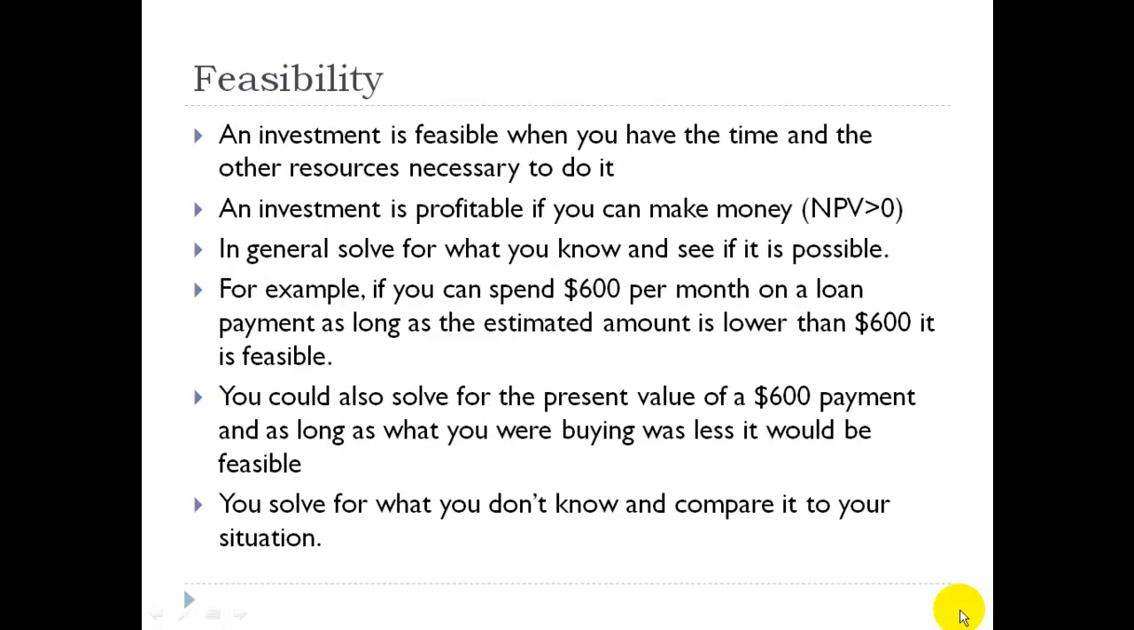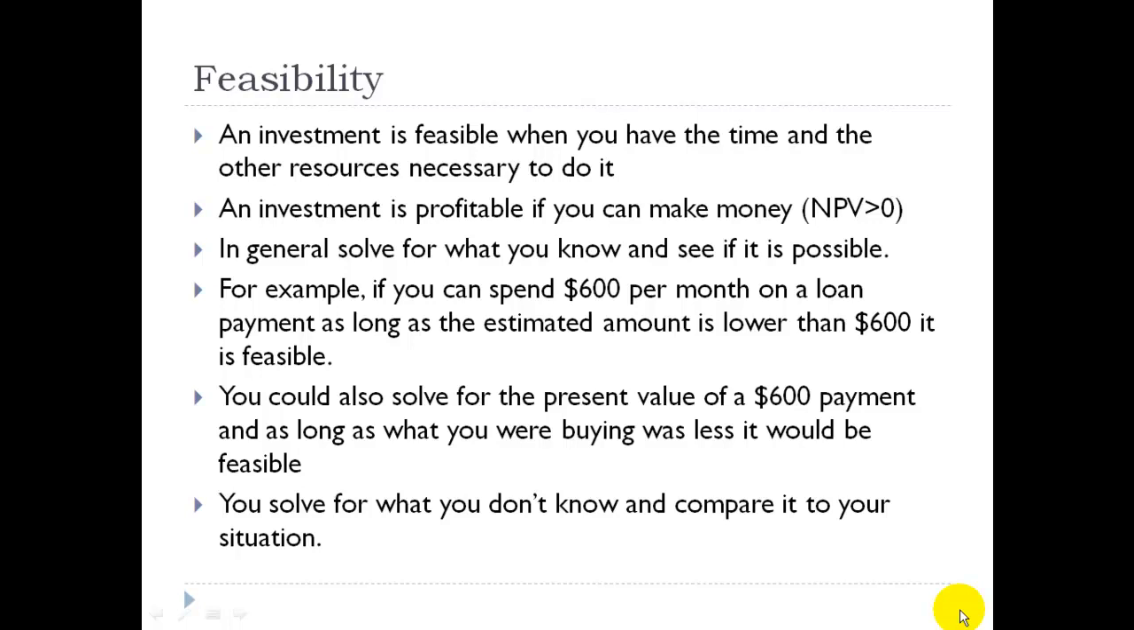The final thing that Chapter 11 goes over is feasibility. And this is a very simple concept. The idea is that in order for an investment to be feasible, you have to have the time and the other resources necessary to do it. So if an investment's profitable, you can make money. That's net present value greater than 0.